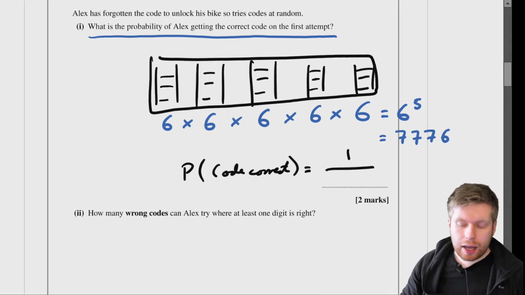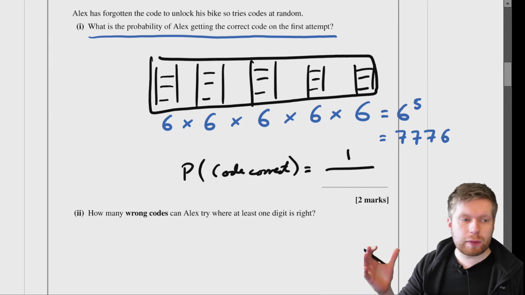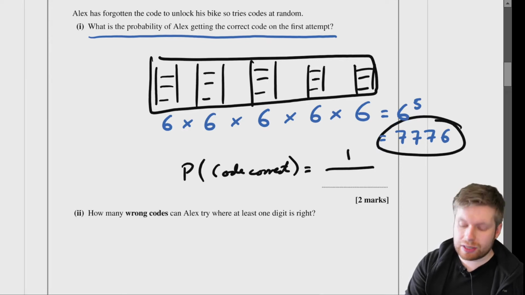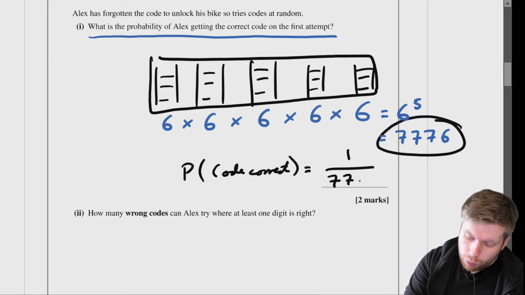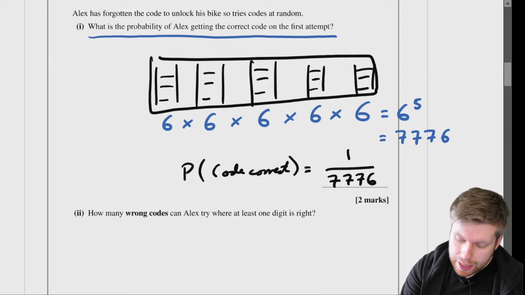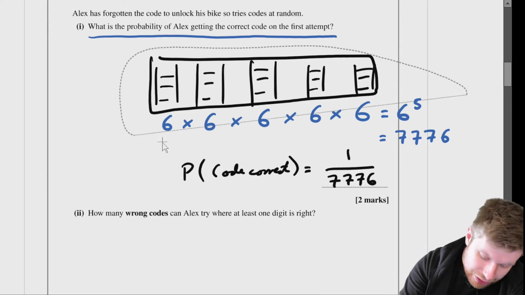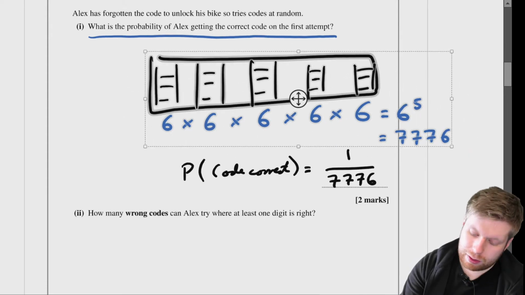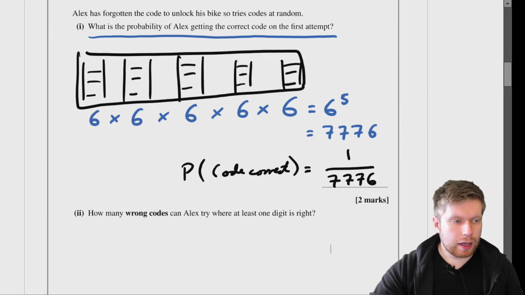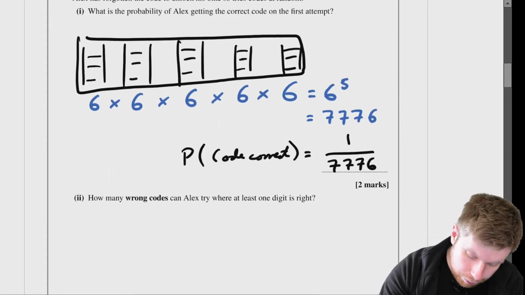So it's 1. Then what's the sample space? Well, the sample space is the total number of codes that there are in total. There's 7,776. We just worked that out. So therefore, the probability of getting the code correct on the first attempt is going to be 1/7,776. So in other words, 1 in 7,776. Now let's have a look at part 2 then.